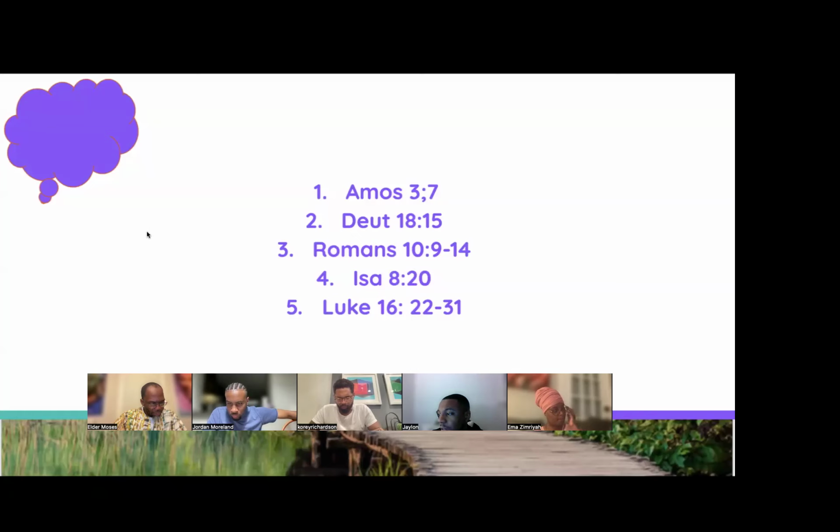How then shall they call on him in whom they have not believed? And how shall they believe in him of whom they have not heard? And how shall they hear without one proclaiming? Keep going, verse 15. And how shall they proclaim if they are not sent? As it has been written, how pleasant are the feet of those who bring the good news of peace, who bring the good news of the good.